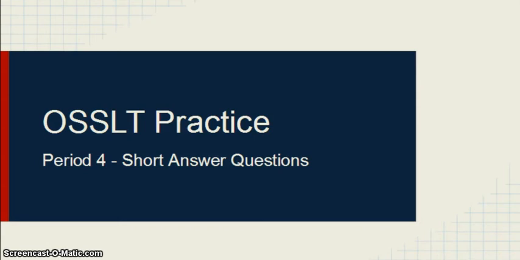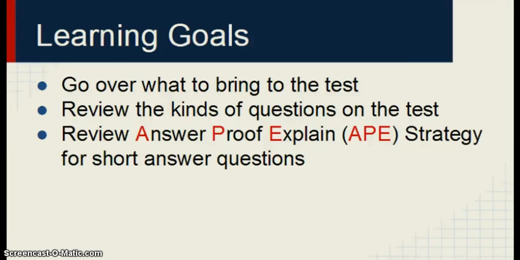Today you're going to be writing a practice task in preparation for the literacy test on March 26th, and we're going to focus on short answer questions. Before we get into some of the questions, I want to talk to you a little bit about our goals for today. I'm going to spend a little bit of time talking about the kinds of things you should bring to the test on March 26th, and then I want to review the kinds of questions that you're going to see. You should remember some of them from when you did the practice test in September. Then we'll go over the Answer, Proof, Explain, the APE strategy as a means to help you answer those short answer questions.